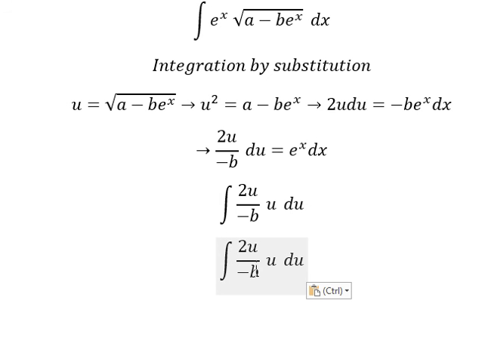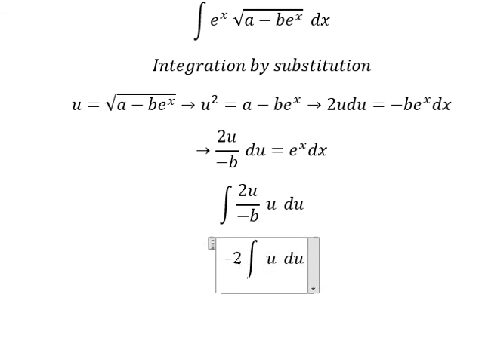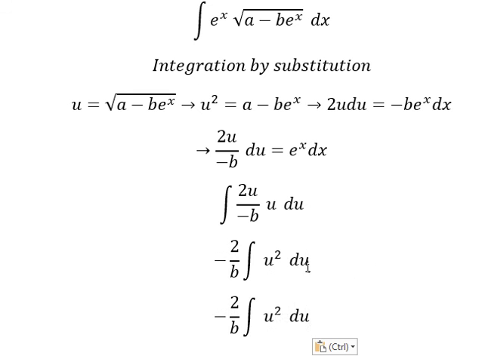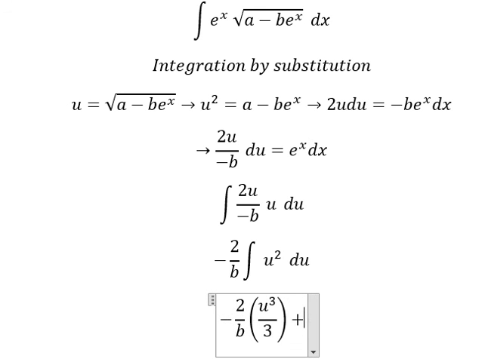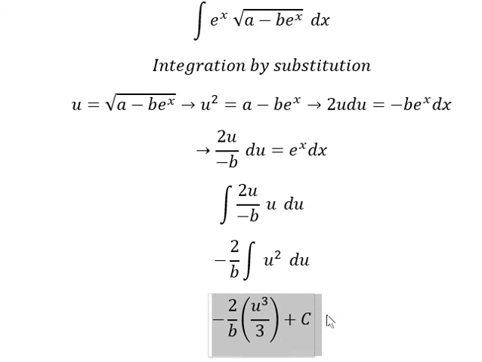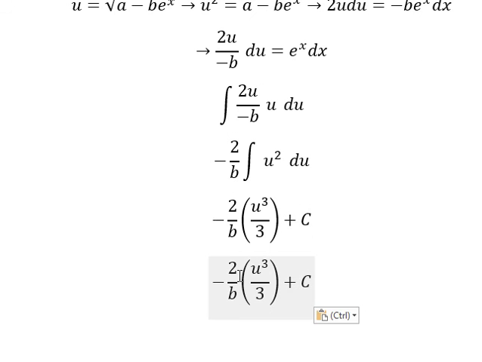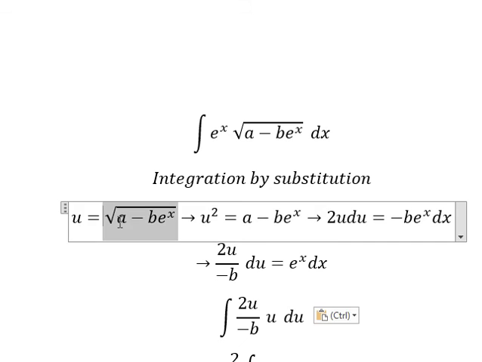So number 2 over negative b I will put outside. U and u we have u square. The integration of u square we have u to the power of 3 over 3, and I will put c. About u, that is about this one.